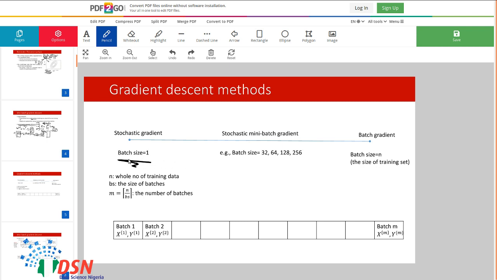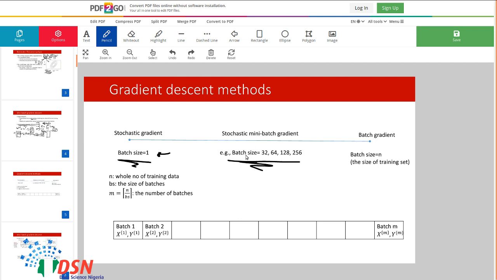So you have lots of jittering in decreasing the loss function, and also maybe it is not a very good choice performance-wise, because you could not vectorize this on your GPU, because you just have one sample.